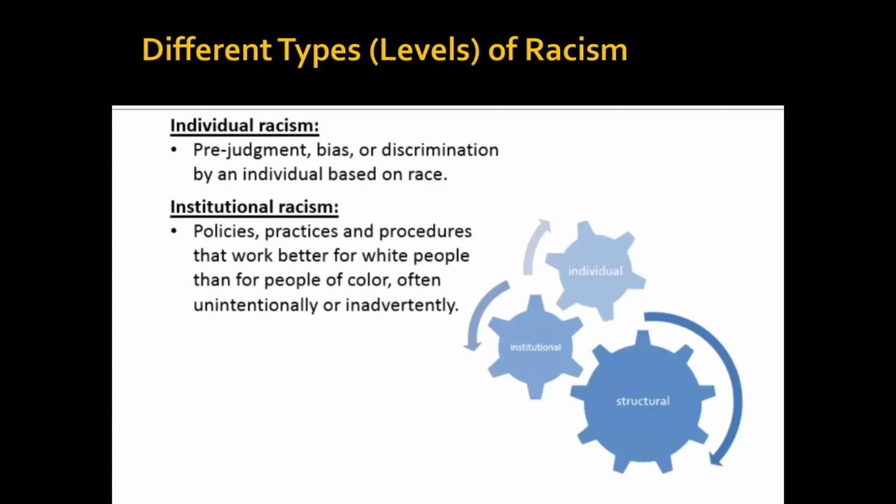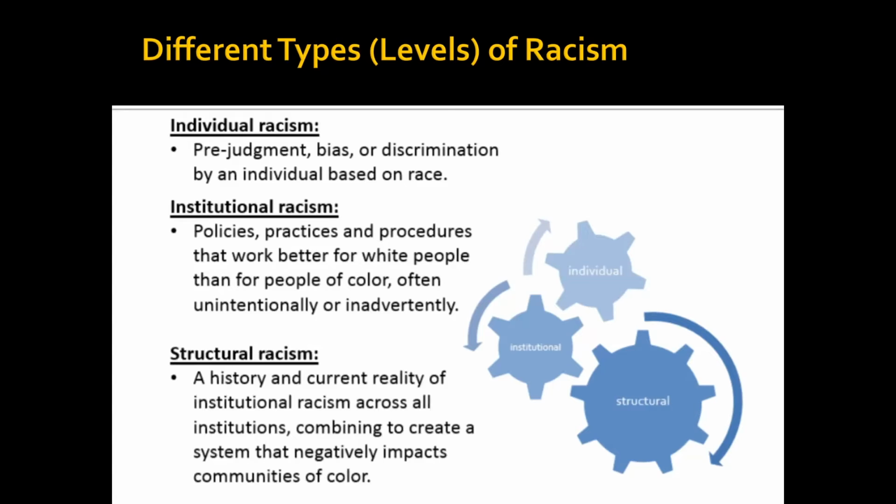And we can think about it in larger terms, things like institutional racism. These are policies, practices, procedures that tend to work better for white people in the United States than they do for folks of color, often unintentionally or inadvertently. And then you can think about it in even more macro terms with structural racism. This is where there's a history and current reality of institutional racism across all institutions, combining synergistically to create a system that negatively impacts communities of color and also provides an advantage to white individuals in the United States.